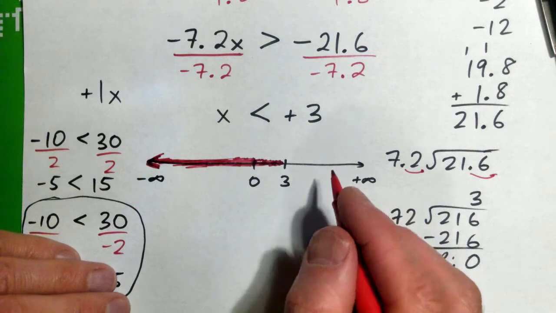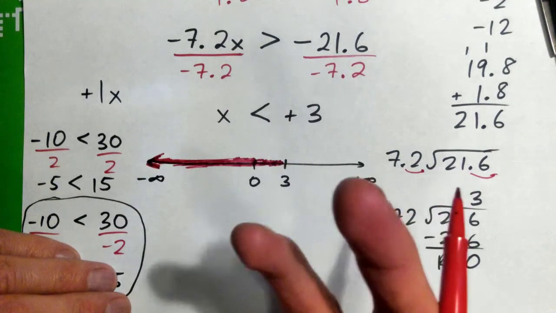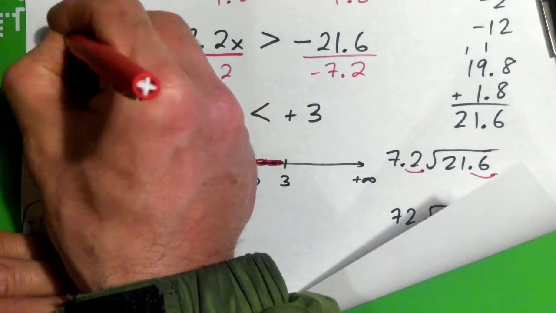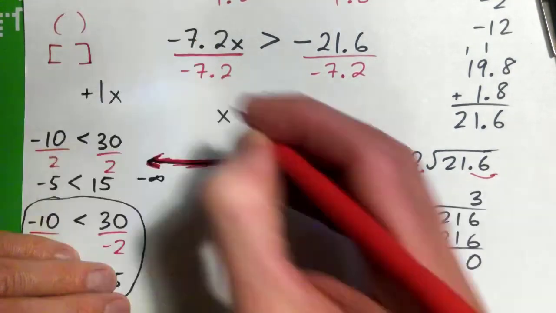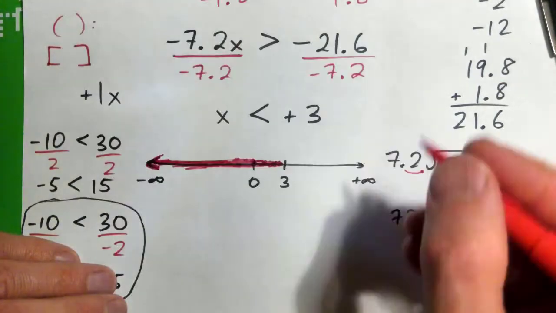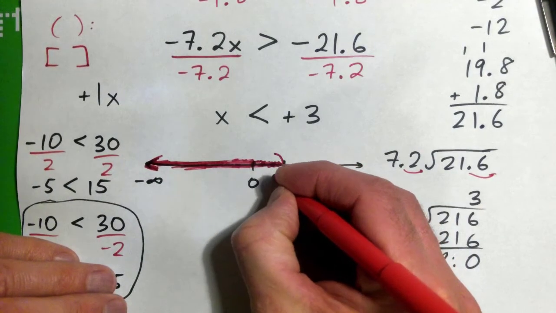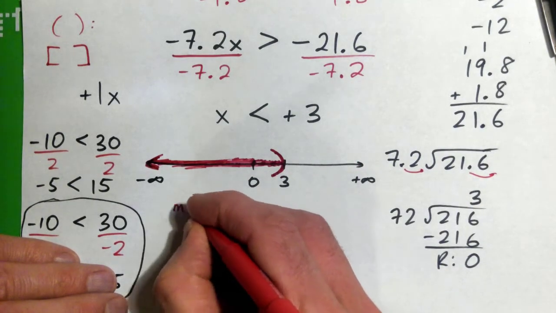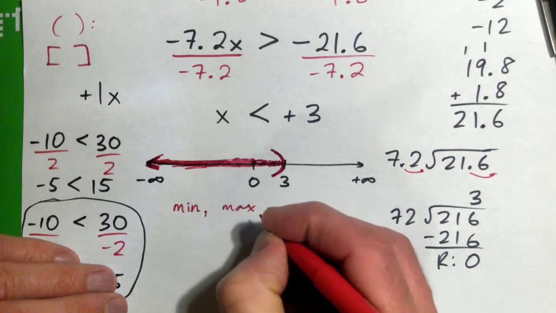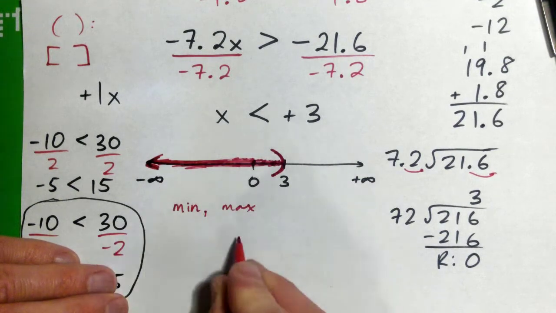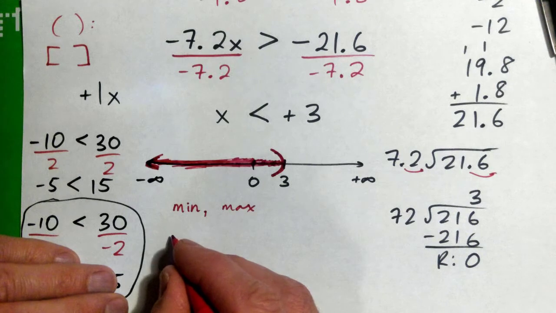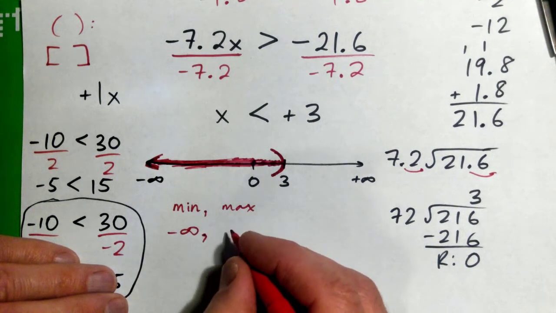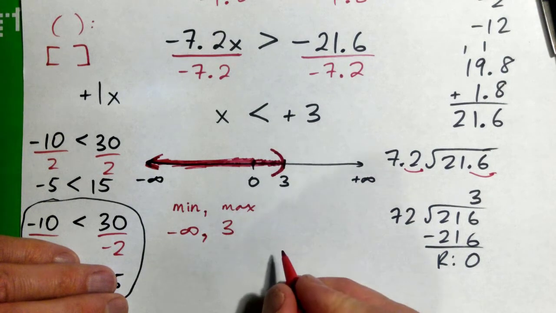Now, is 3 included as part of this set? No. So do we use parentheses or square brackets? Parentheses, because that's when something is not included. So we go parenthesis like that, not included, right? And if I was to do an interval, it would look like this: min, comma, max. What would the minimum number be in this interval? Negative infinity, yeah, and the max would be 3.